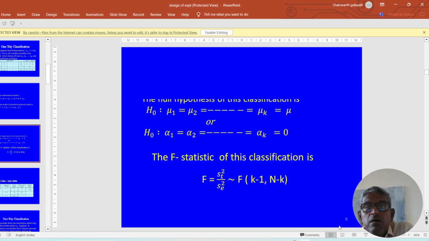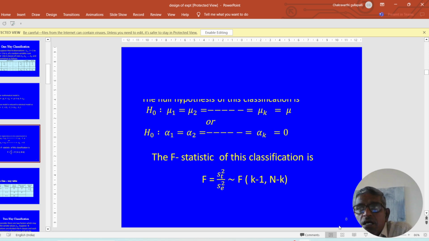Now the hypothesis to be tested under ANOVA one-way classification is mu1 equals mu2 equals so on mu k equals mu, or alpha 1, alpha 2, so on alpha k equal to 0. Alpha 1 equal to 0 means mu 1 minus mu equals 0, that is mu 1 equals mu. In other words, the statistic we are using in one-way classification is F.